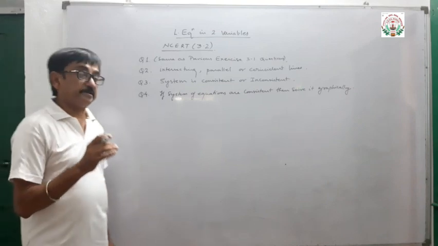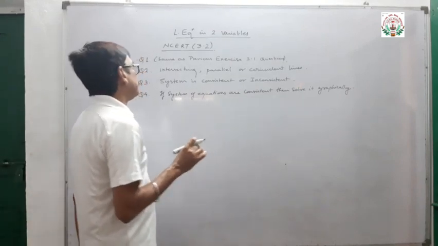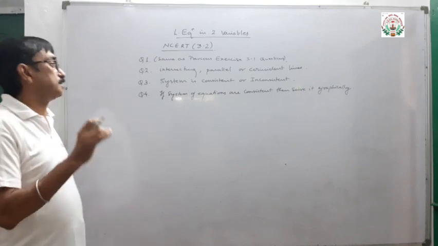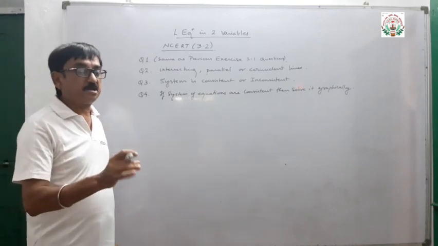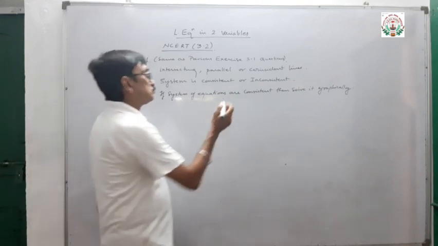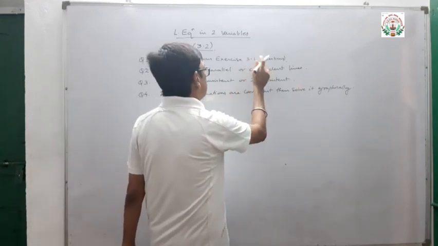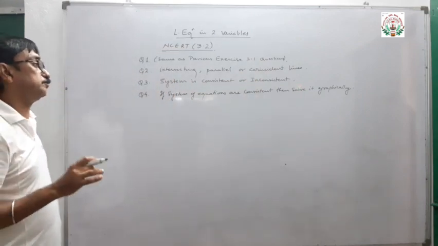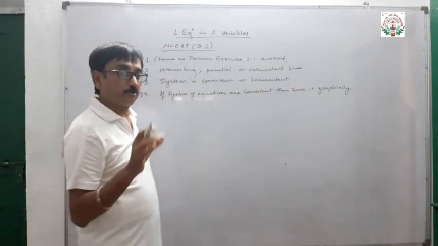Now let's come to the next exercise, 3.2. In 3.2 the first question is the same as the previous exercise. Just now I explained the two questions. Those two questions you have to do on your own. You have to formulate the equations by reading out the word problem and you have to draw the graph of it.